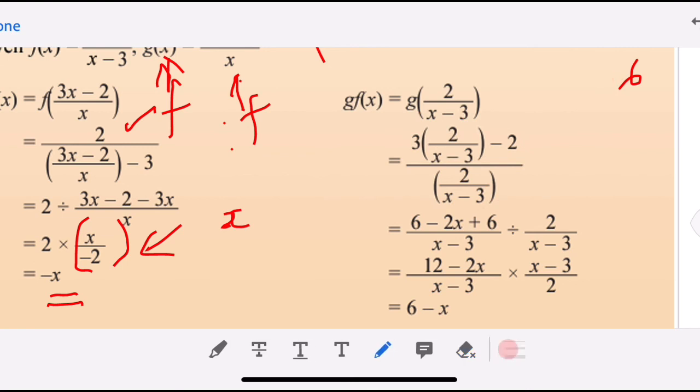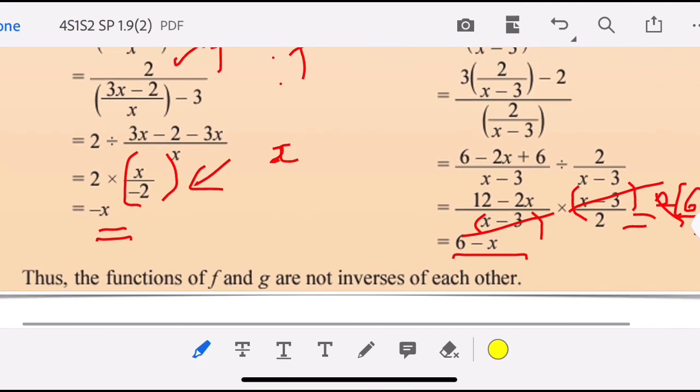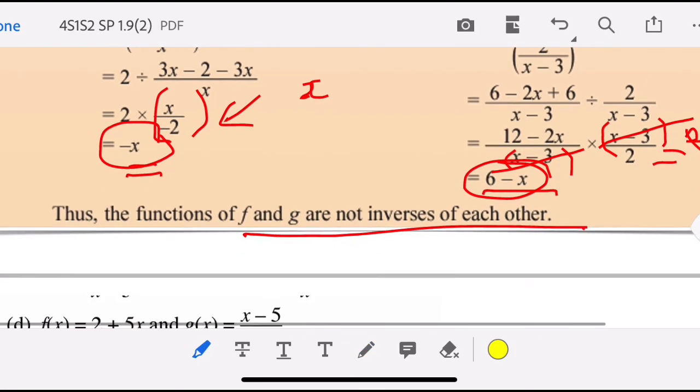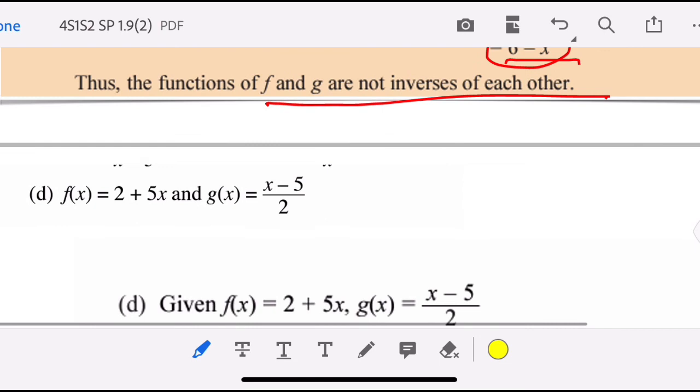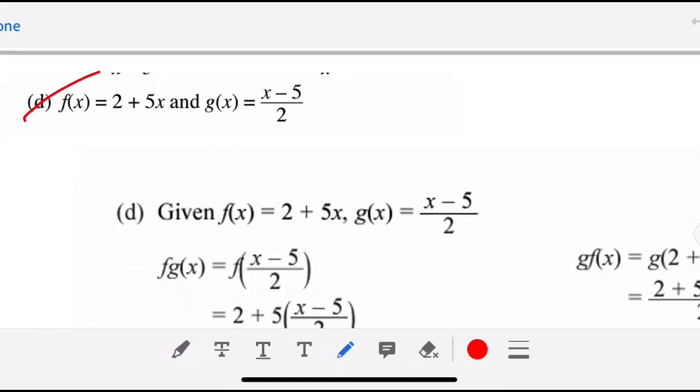Okay, when you simplify, you can just cut the common factor, and this one is actually 6 minus x over 2. So you cancel out the 2, you get 6 minus x. So the functions f and g are not inverse to each other because we are not getting the x, which is the object. Okay, try this on your own. Please do all the exercises that I discussed in the exercise book.